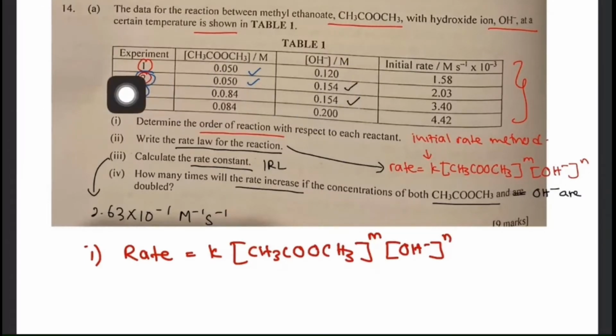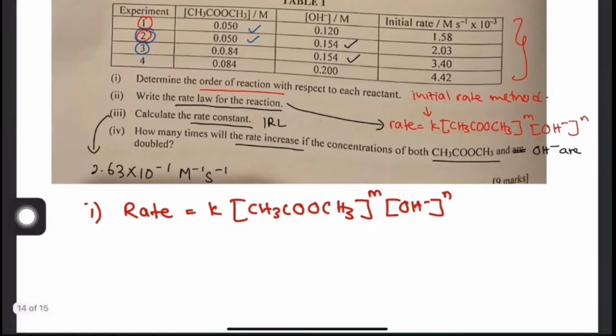And the next part, in order to find the order of reaction for the methyl ethanoate given, I'm going to choose experiment 2 and 3 because in those experiments, the concentration of OH is constant. So let's do that. So I'm going to start by writing rate 2 divided by rate 1.